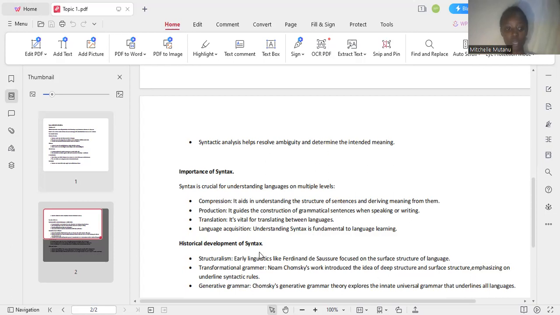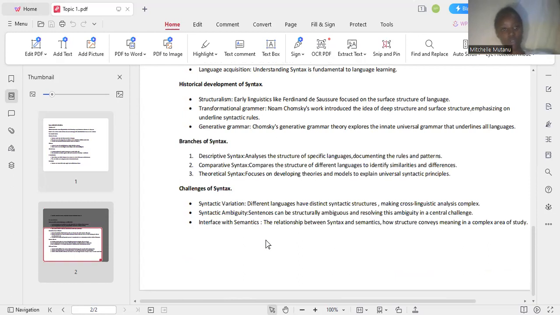Now let's look at the historical development of syntax. There is structuralism, in early linguistics, where Ferdinand de Saussure focused on the surface structure of language. Transformational grammar was worked on by Noam Chomsky. His work introduced the idea of deep structure and surface structure, emphasizing underlying syntactic rules. Chomsky's generative grammar theory explores the innate universal grammar that underlies all languages.